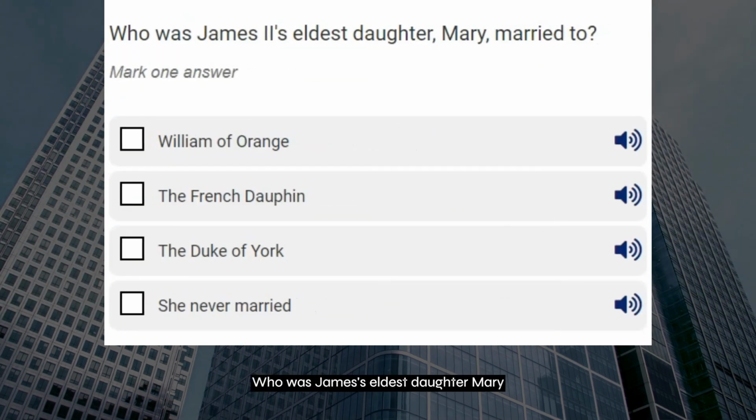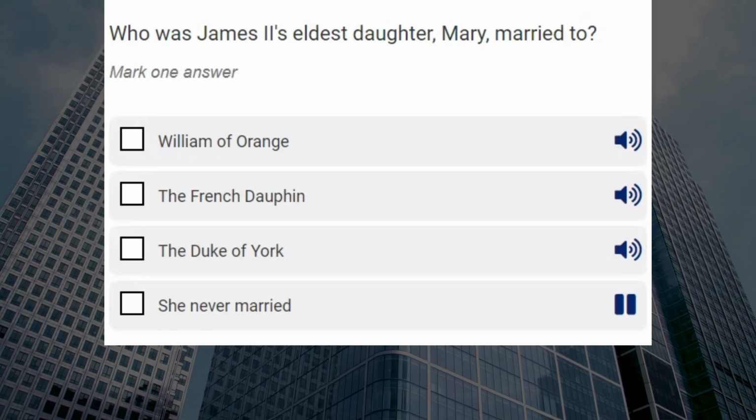Who was James II's eldest daughter, Mary, married to? William of Orange, the French Dauphin, the Duke of York. She never married. Correct answer, William of Orange.